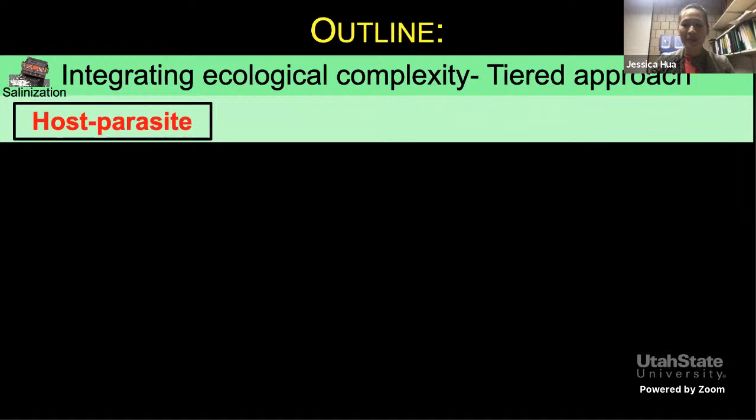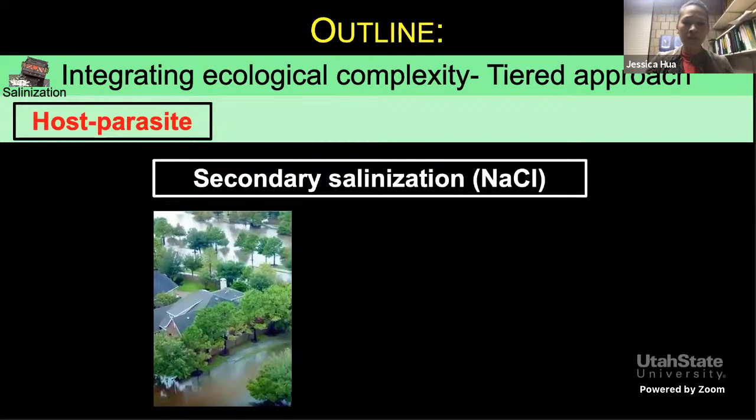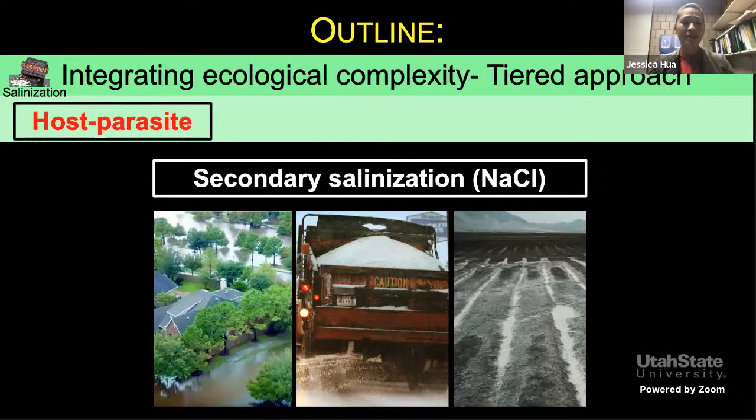So here I'm going to talk about our work with secondary salinization. This is the influx of sodium chloride into freshwater ecosystems. This is an issue worldwide, and there are many ways that salts can enter into freshwater systems, from coastal flooding to the use of road salts. This is something that is really big where we are in New York. And also through agricultural practices such as irrigation, this can bring salts into the soil, and the salt can run off into freshwater ecosystems. And so in this first section, I'll tell you how secondary salinization can influence simple and single host-parasite interactions.